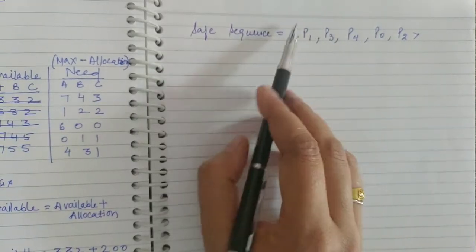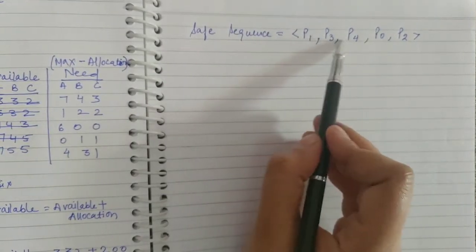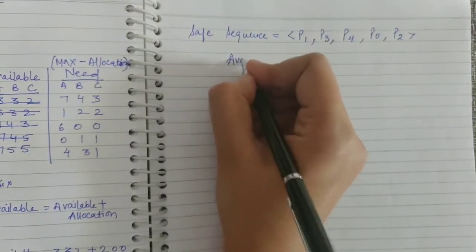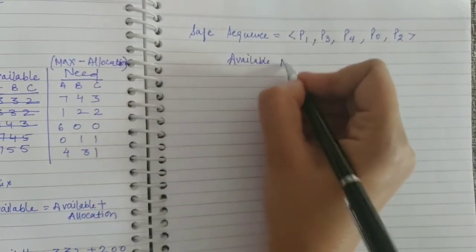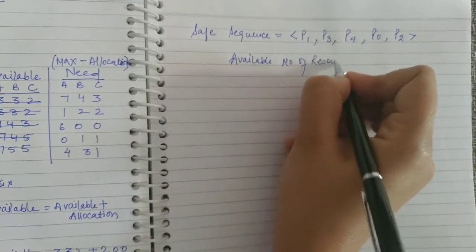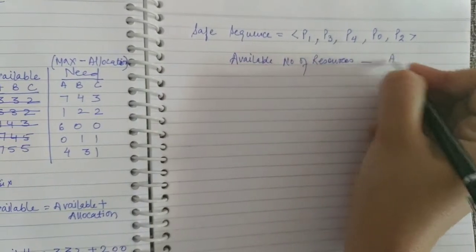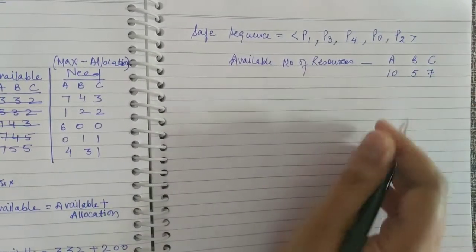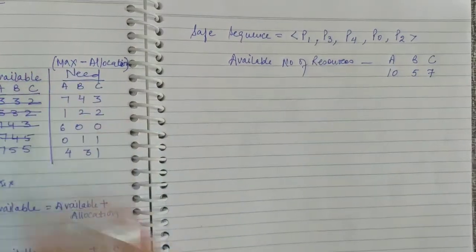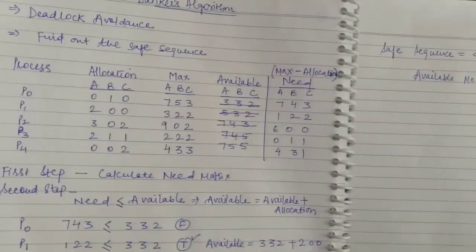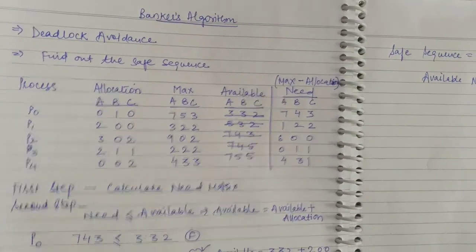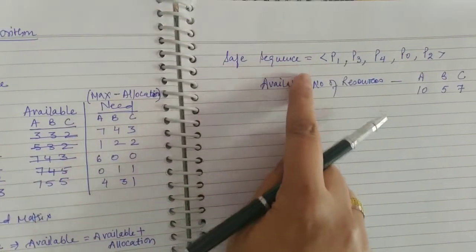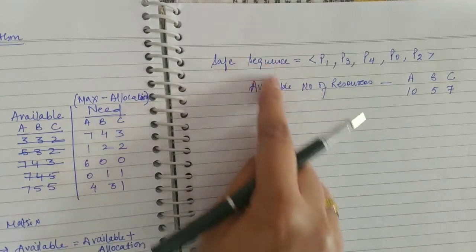If our system executes the processes in this order, we will not have any deadlock, and also in the end the available number of resources for A, B and C is 10, 5 and 7. So we have used the banker's algorithm and found out the safe sequence and the number of available resources in the end.